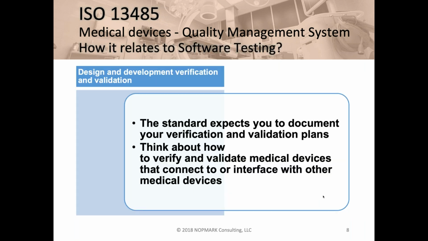Within this regulation, there are certain things that are called out around testing. Within 13485, there's a section that talks about verification and validation. While this is a standard more focused on the overall quality system of the company, it does call out two particular things that software testers have to be aware of. One is the documentation of the verification plan. Think of this as your test plans, your SQA test plans, or your verification plans.